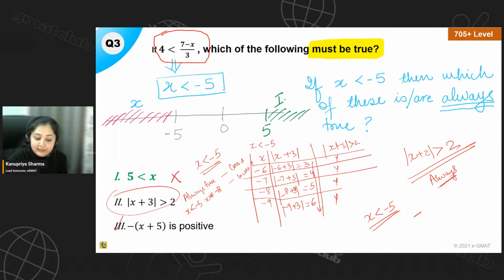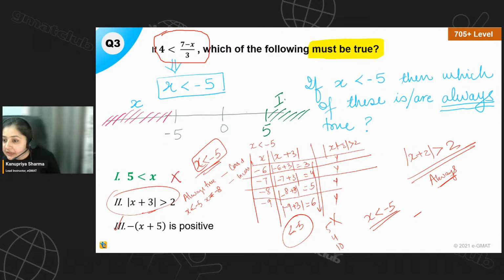right? But if in this range, this inequality holds for all values that are in this range, then it is correct. It can be true outside this range as well. We are not concerned with that. What happens when this value is 5 or 4 or 10? We are not concerned. We are concerned about what happens when the value is less than negative 5.